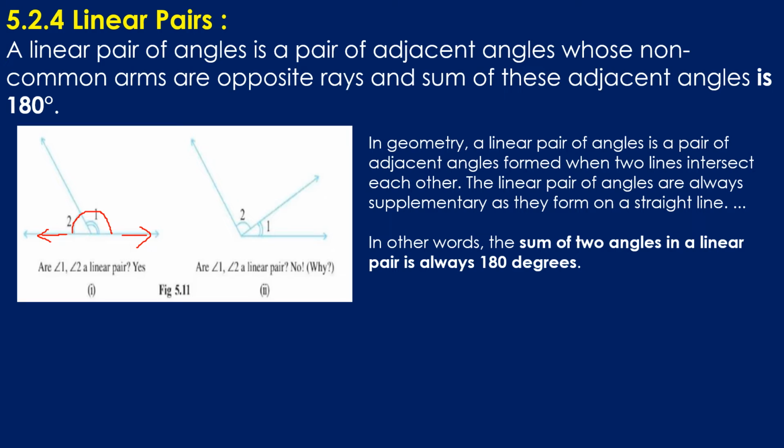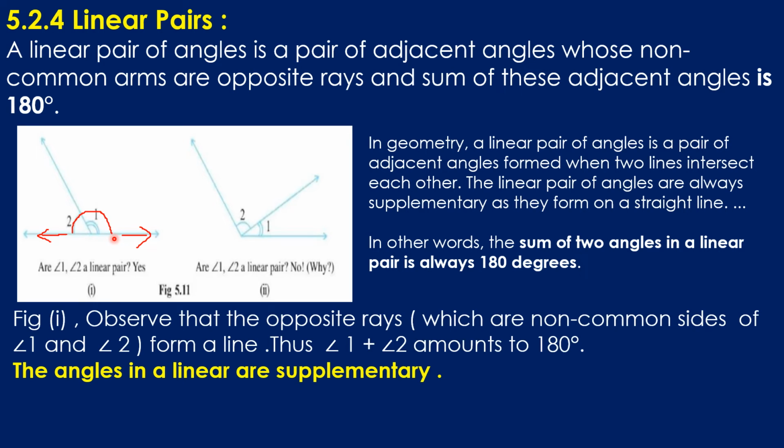In other words, a linear pair of angles is a pair of adjacent angles formed when two lines intersect each other. Here we have two lines intersecting at a particular point, and angle 1 and angle 2 are obtained. The linear pair of angles are always supplementary as they form a straight line, because when we take the sum of these two angles, it will be equal to 180 degrees. Therefore, the adjacent angles in a linear pair are always supplementary also.